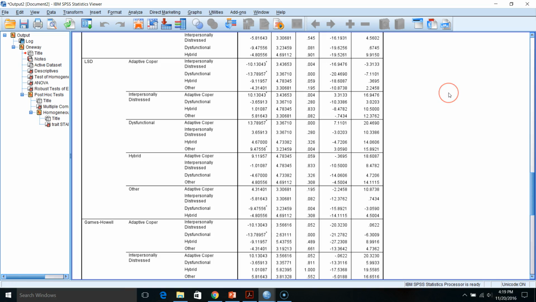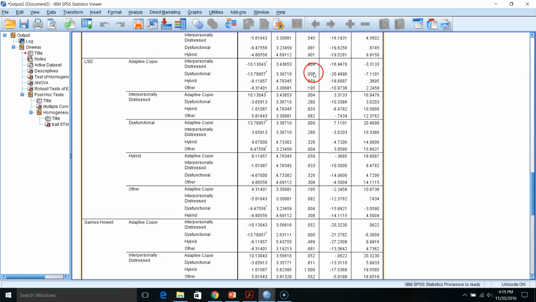Fisher's LSD, remember that this is no corrections, right? This is just your basic t-test that we had gone through when we were talking about our contrast and pairwise comparisons. So all we would need to do is go through and see we have a significant f-test, and then we can just go through and compare without any restrictions after that. And so we see, again, our adaptive coper and our interpersonally distressed are different. Our adaptive coper and our dysfunctional are significant.